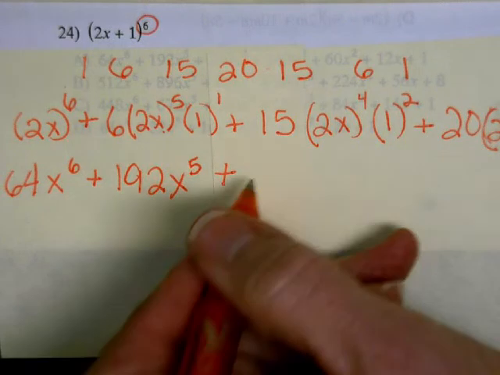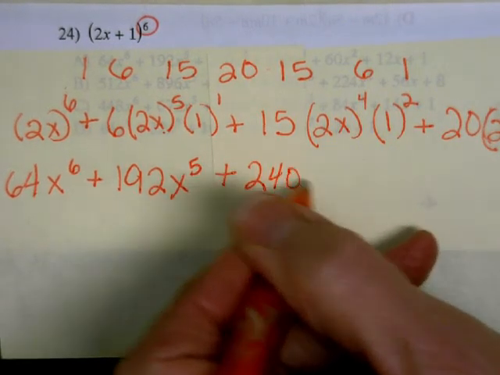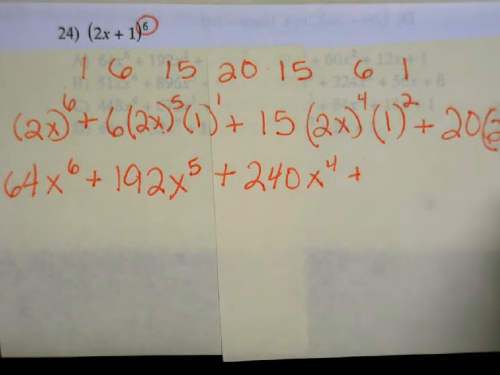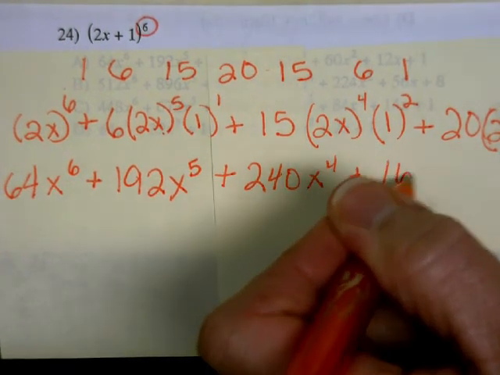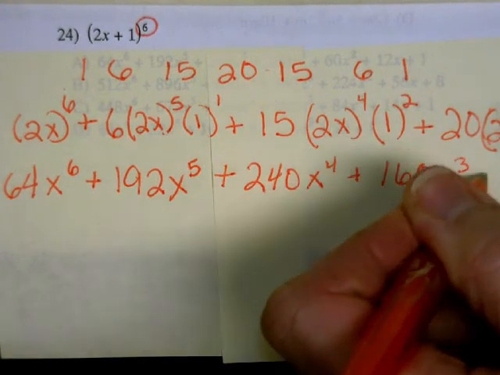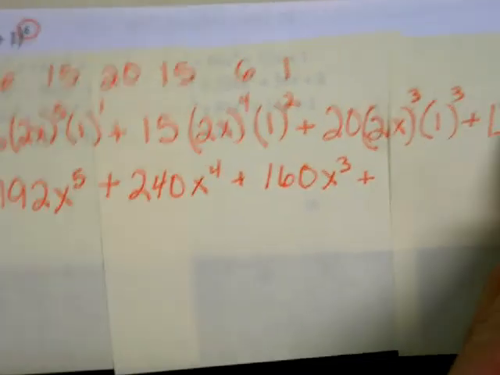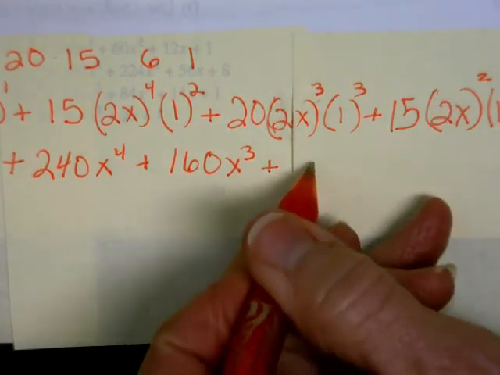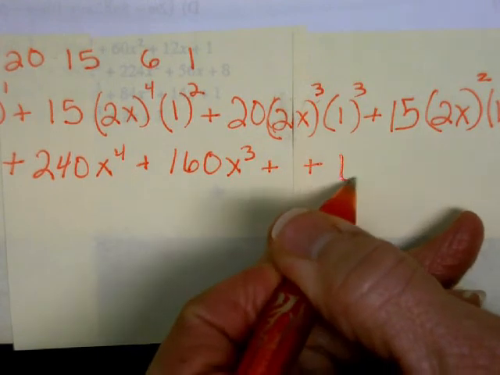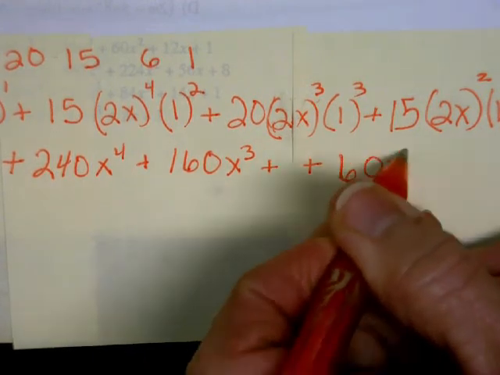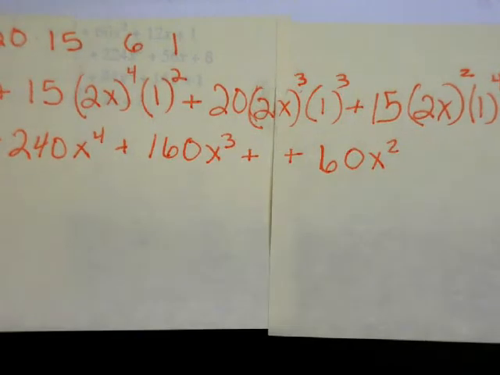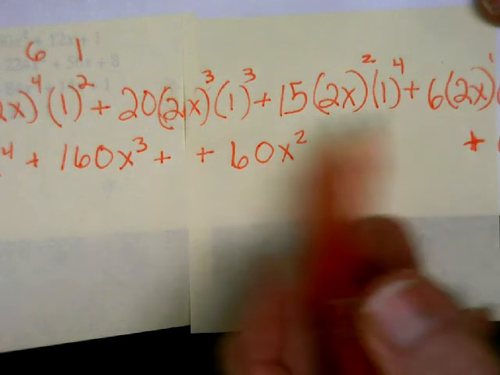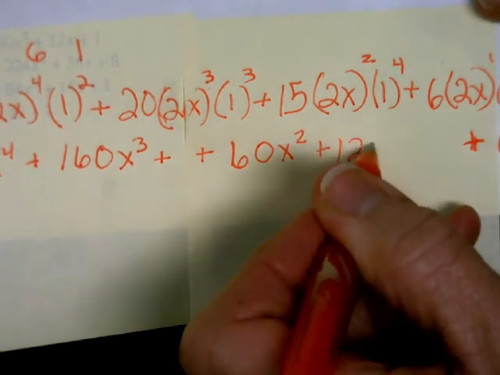X to the 5th. Now the ones, thankfully, I don't have to be concerned about. And 15 times 16 is 240. X to the fourth. Say 20 times 8, 160. X to the third. 15 times 4, 60. X squared. Interesting numbers.